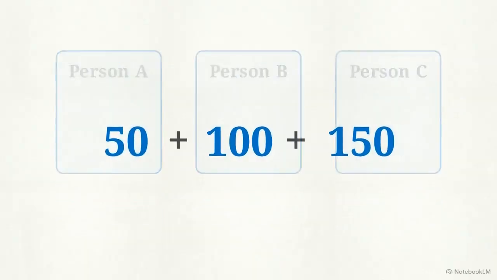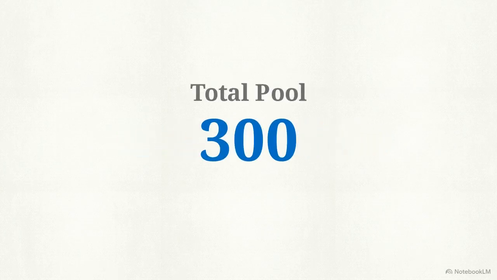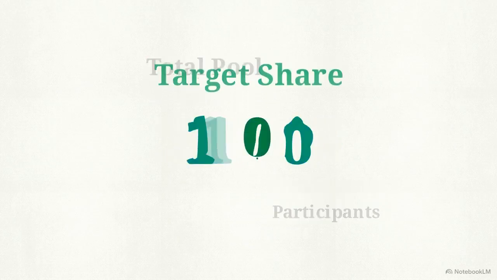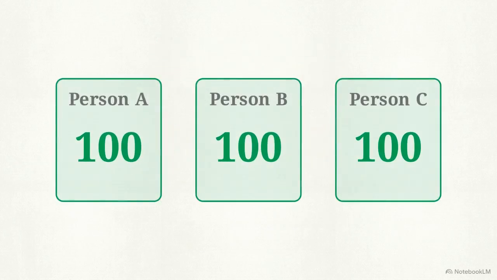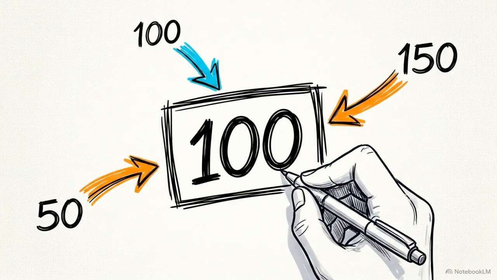By adding 50, 100, and 150, we see the total pool for the group is 300 rupees. To find what an equal share looks like, we take that 300 and divide it by the 3 participants. This gives us our target. For everyone to be equal, each person must end up with exactly 100 rupees. This 100 rupee target establishes exactly where every account needs to finish. With this finish line in place, we can now calculate the specific transfers needed to reach it.